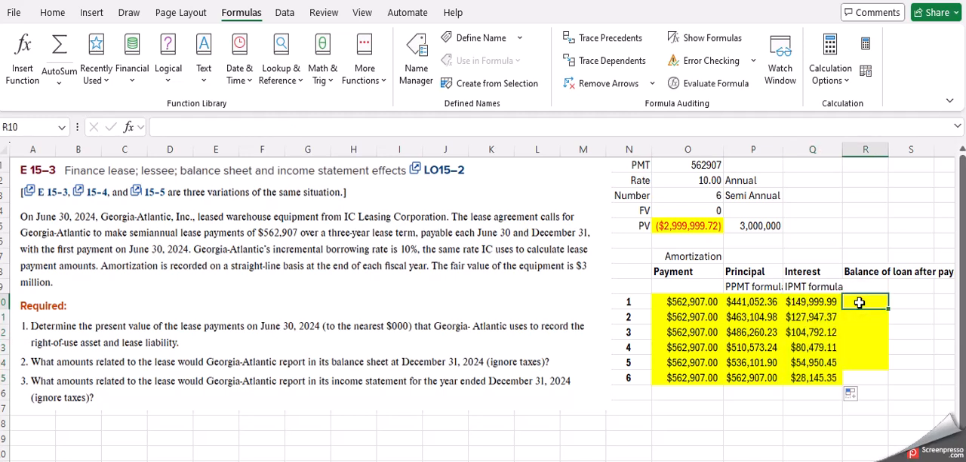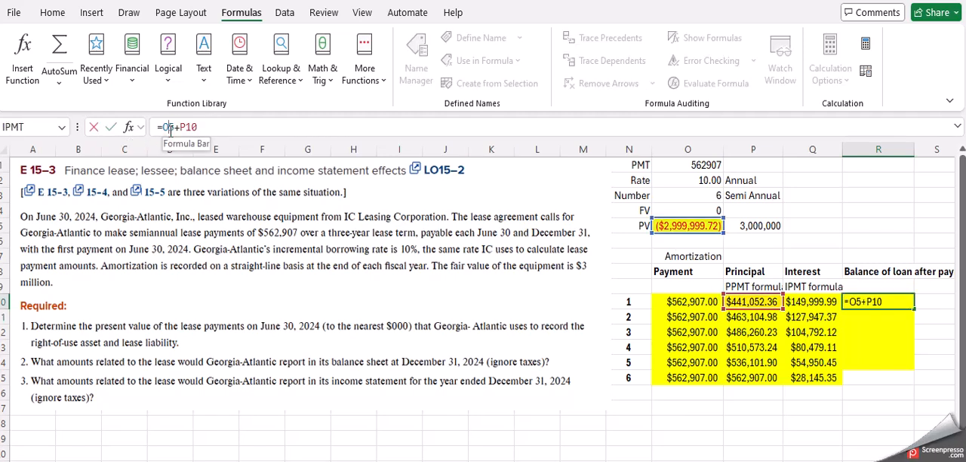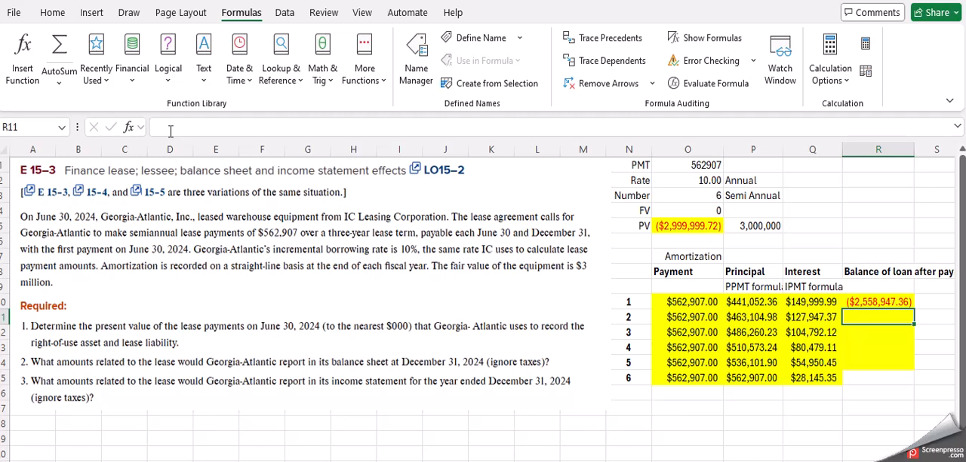Okay, then the balance is going to be this plus that. And then we want that first one to stay. Well, I guess it doesn't. No, that's the next one. We'll want to do that. Okay, so then we're going to take this minus that, next one, and then we'll drag that all the way down. Oh, sorry, I need to add.